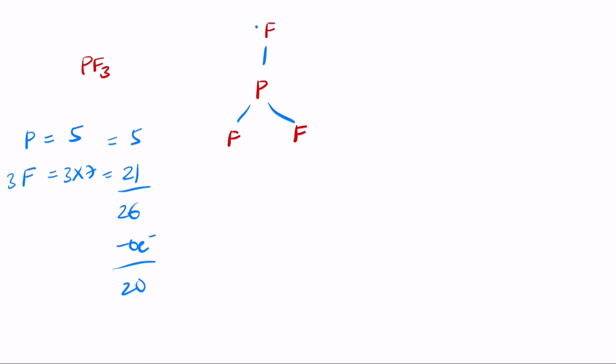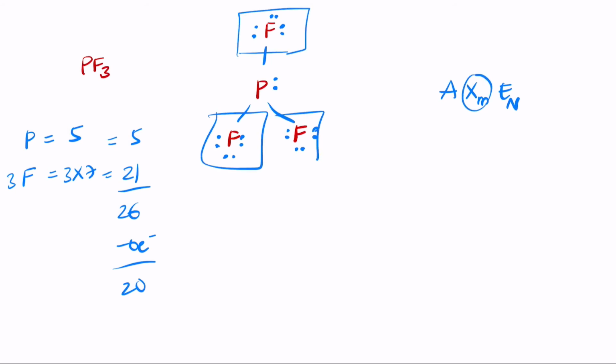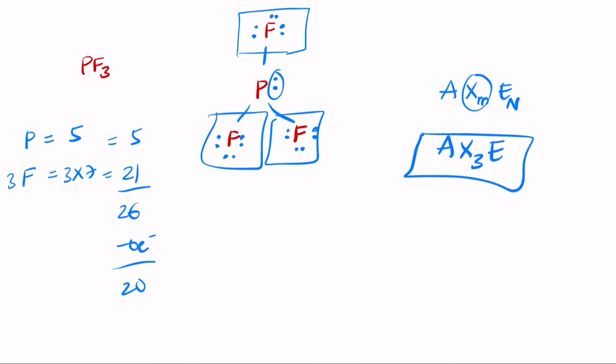So write down the electrons now, 1, 2, 3, up to 18, 19, 20. So this is your Lewis structure. Now we have to write it in terms of AXmEn. So X is the number of surrounding atoms. There are 3 surrounding atoms, so AX3, and how many lone pairs on the central atom? There is one lone pair. So AX3E is the structure for PF3.